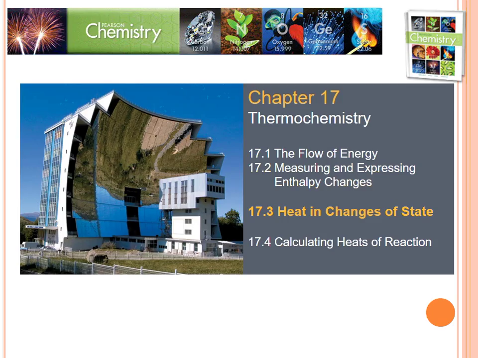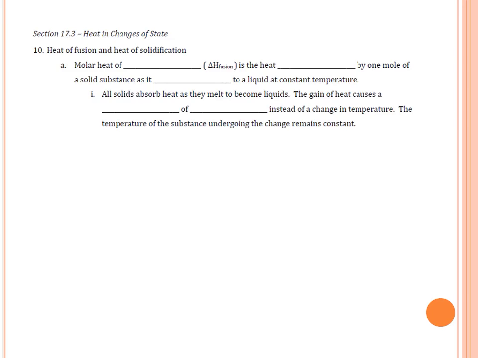All right, so 17.3, we're going to look at heat in changes of state. The molar heat of fusion is the heat that is absorbed by 1 mole of a solid substance as it's melting to a liquid. So it's changing from a solid to a liquid, and it's how much heat has to be absorbed in order for that change to take place.